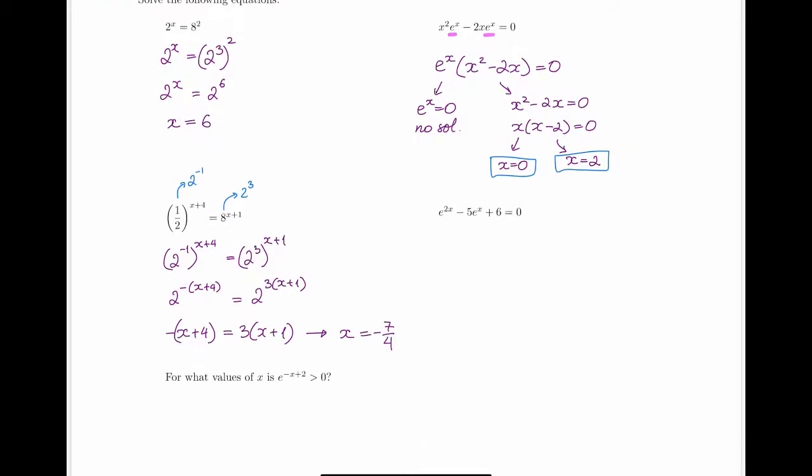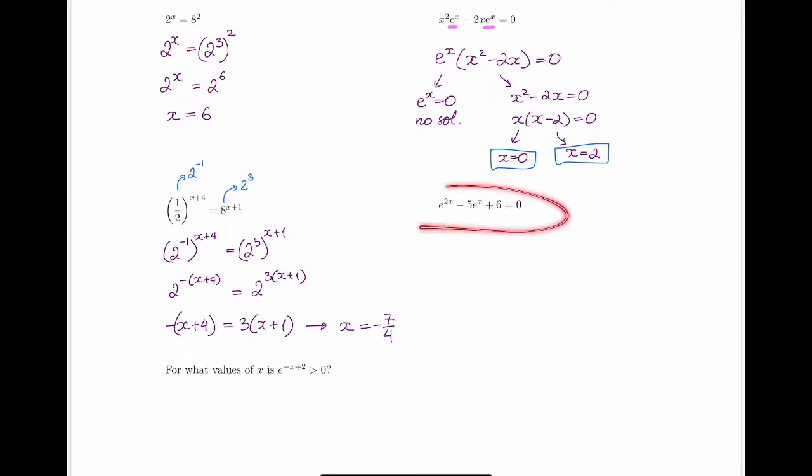Great. Moving right along, let's take a look at this equation. This one looks quite a bit more complicated, but it has a familiar structure to it. So notice that I have e to the x and then I have e to the 2x. I can rewrite e to the 2x as e to the x all squared, because again, remember, raising a power to a power means multiplying the two together.